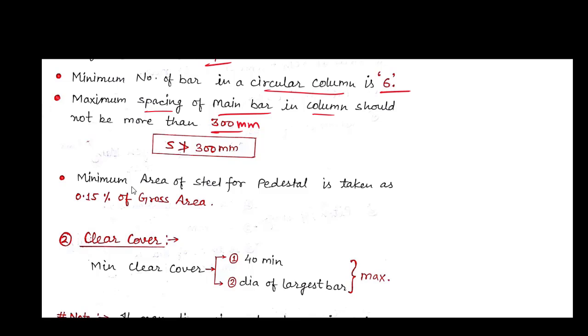Also, the minimum area of steel for a pedestal is taken as 0.15% of gross area. I have already told you what a pedestal is. It is a component of a truss. So for a pedestal we have to use a minimum area of steel of 0.15% of gross area.